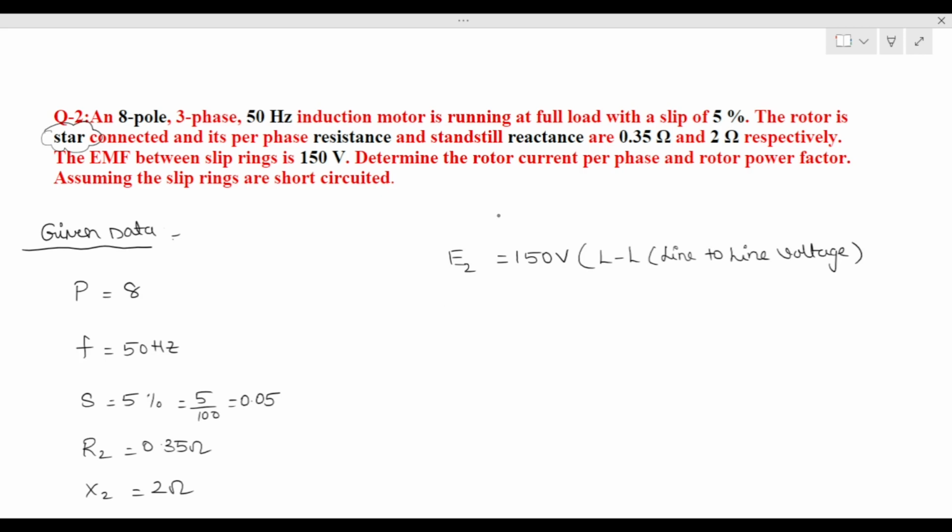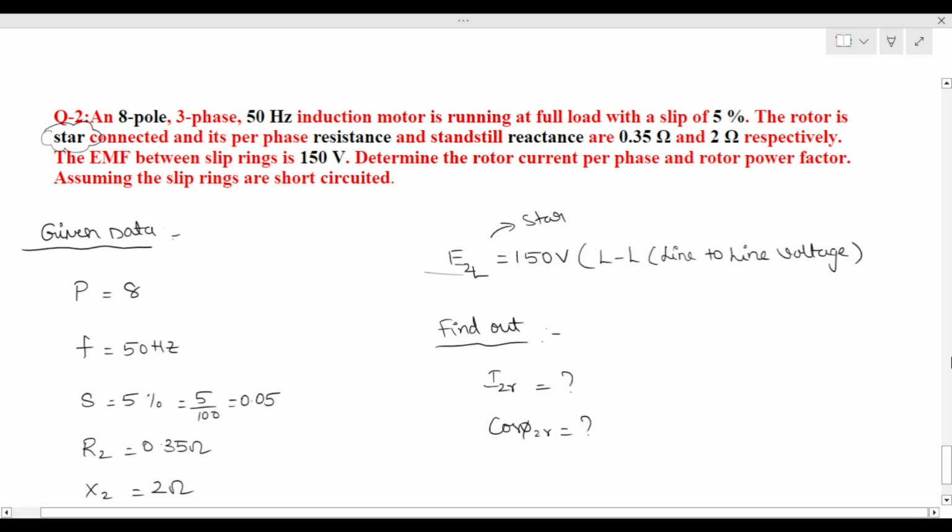That means you can clearly understand. So this voltage is given in the form of star. So this is star, E2L, right? This is the line voltage, 150 volts. So what is our target to find out? What is the rotor current I2R and what is the rotor power factor cos phi 2R? Both these values we have to find out.